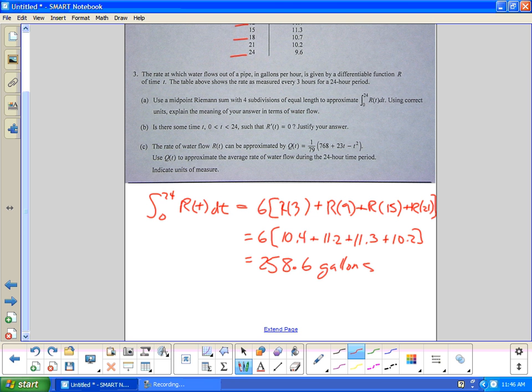What is this? In 24 hours. The amount of water that flowed out of the pipe in 24 hours. The amount.